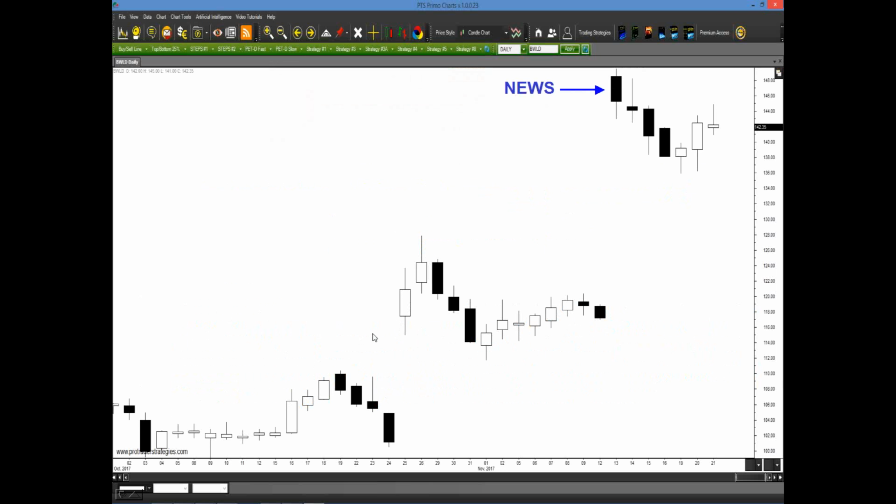Well, listen, we don't follow the news. It's not a requirement of any of our strategies. Why? Because it's too subjective. Someone can look at a news event and say it's terrible and the stock goes up. Someone can say it's great news and the stock goes down. I'm sure that's happened to you before.